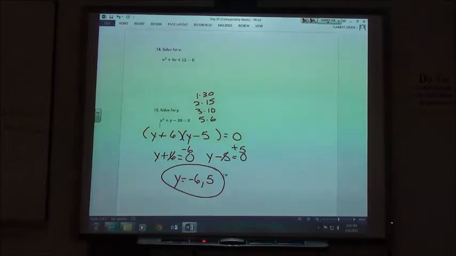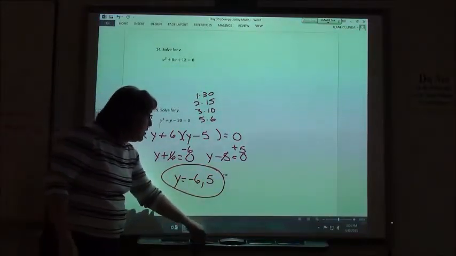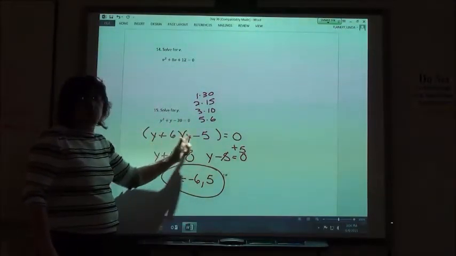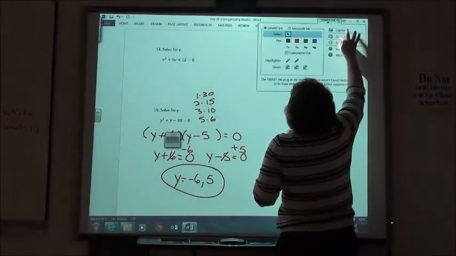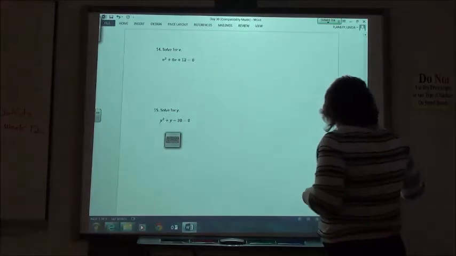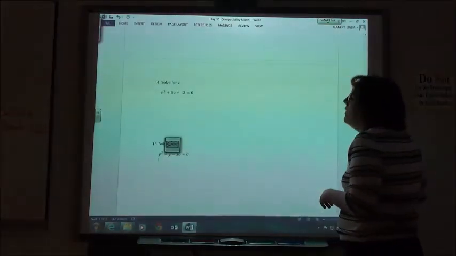So whenever we work with a quadratic expression, we want it equal to 0, and we can solve it then by factoring, provided it factors. And that is the end of homework day 30.